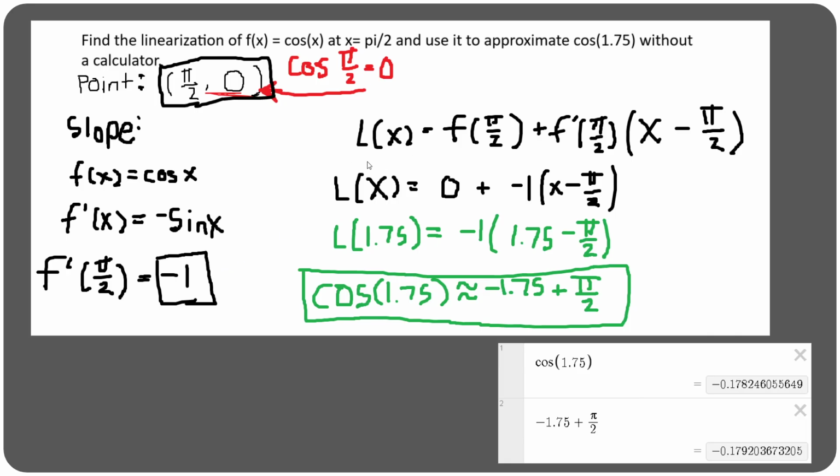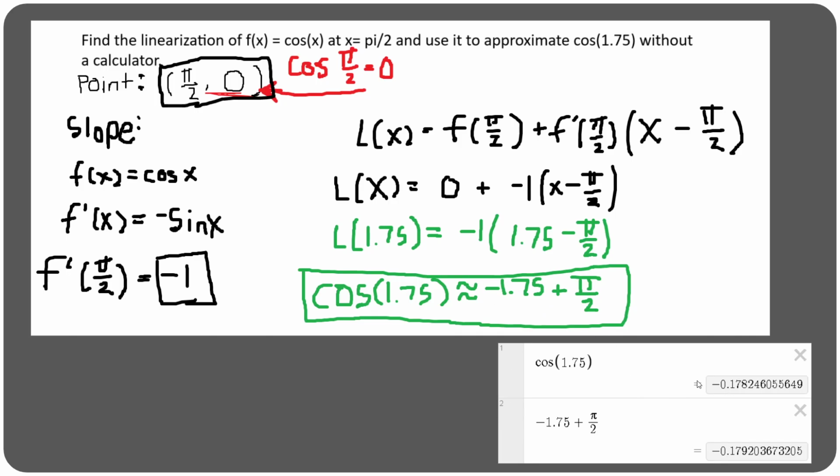Okay, so now let's plug it into the linear approximation equation. So you have L of x is equal to f of pi over 2 plus the derivative of f at pi over 2 times x minus pi over 2. And then when you plug in all of your values, you can solve it really easily to find that cosine of 1.75 is about equal to negative 1.75 plus pi over 2.